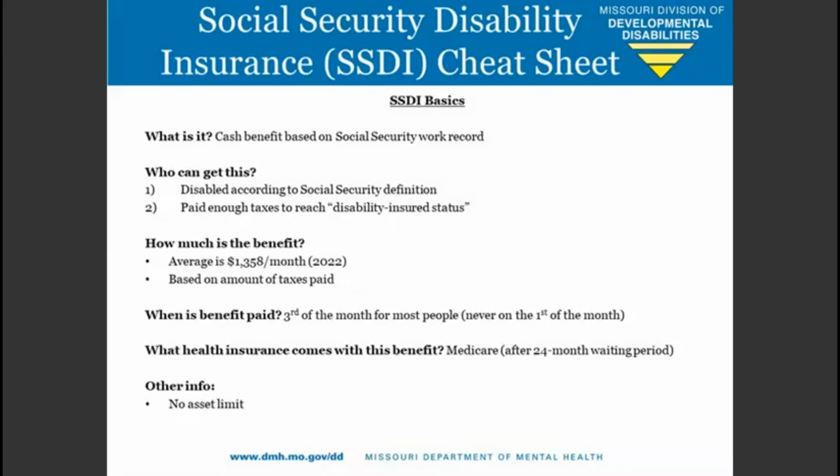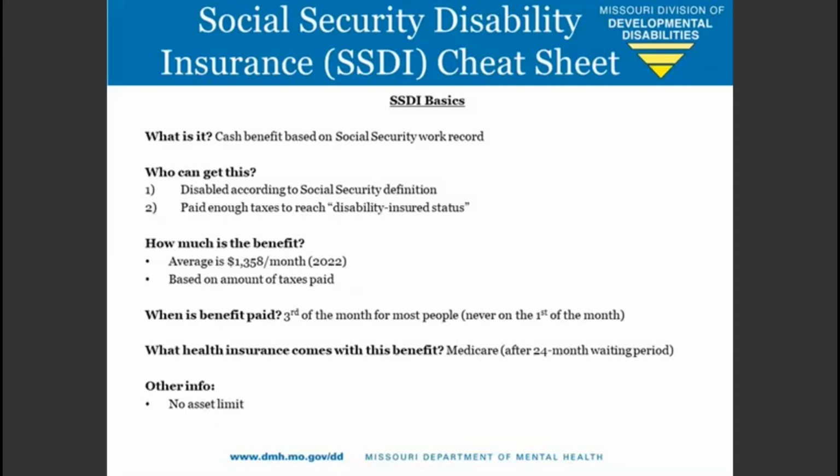So how much is the benefit? The average benefit for SSDI for 2022 is $1,358. Now that doesn't mean that's how much someone's going to get, because it's based on the amount of taxes that they personally or their parents have personally paid into the system. Social Security looks at that, and they have a formula for figuring out what each person's benefit is.